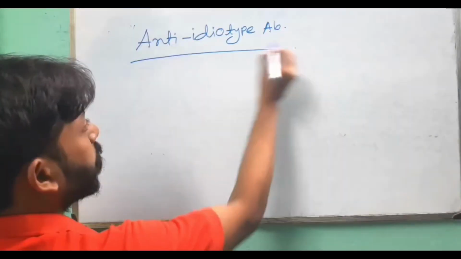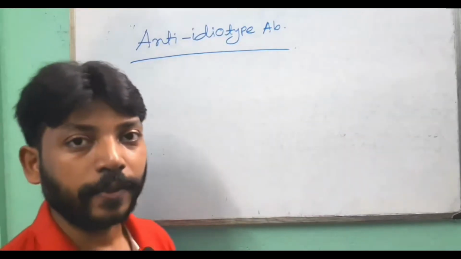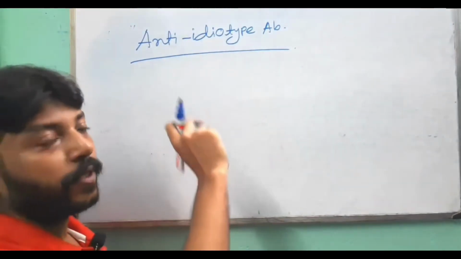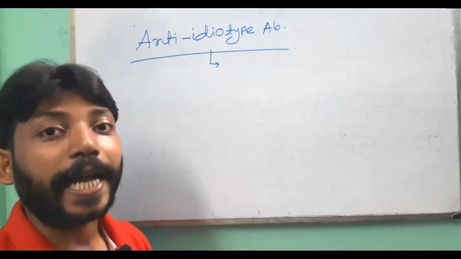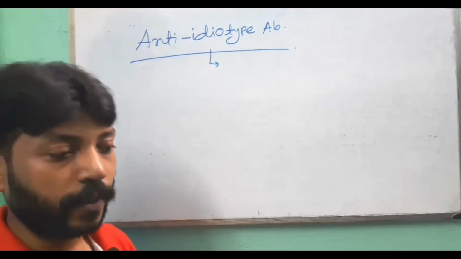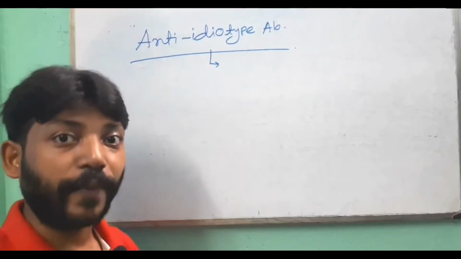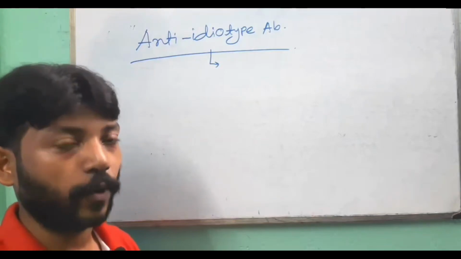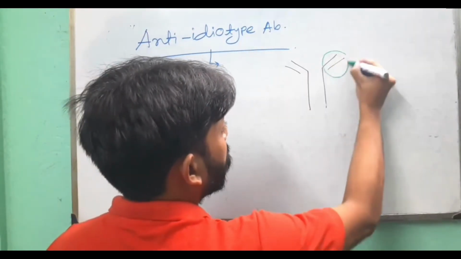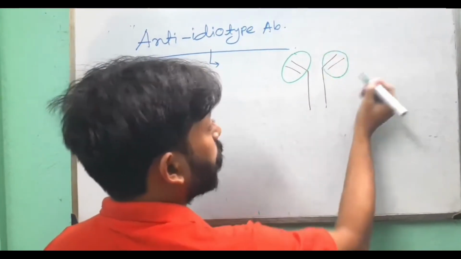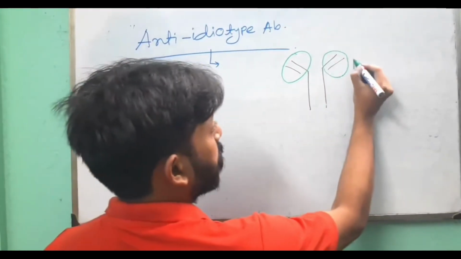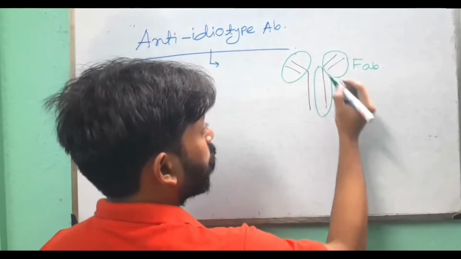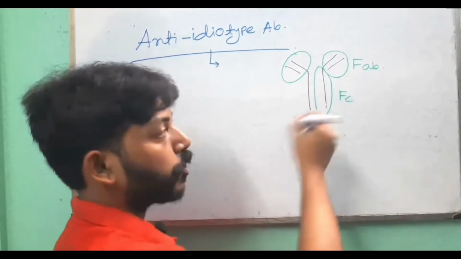The next is anti-idiotype antibody. So this antibody is also against, but it is against an idiotype. So you have to remember what idiotype is. Idiotype means the antigen binding region of an antibody. The region of antibody that can bind with antigen is called idiotype. And we know that the variable region of antibody is responsible for antigen binding. This is called FAB, fragment of antigen binding, and the rest is called FC, meaning fragment crystallizable.